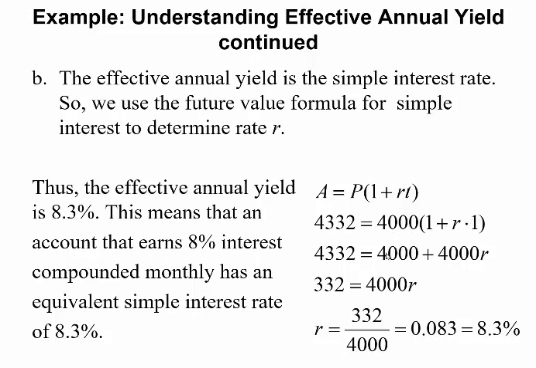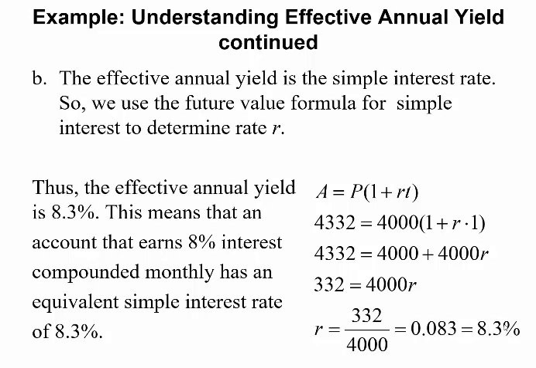So basically what you're doing is you're distributing the 4,000 to each term. All right, so you get 4,000 plus 4,000 times R. Subtract the 4,000 over. So look, at the end of the year, this is what it's saying. You basically made $332 in interest. Well, if you divide that by the principal, the 4,000, the effective annual yield, how much you really earned by the end of 1 year, ended up being 8.3%.